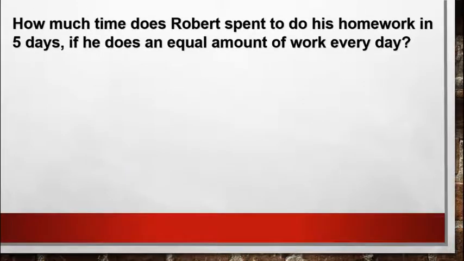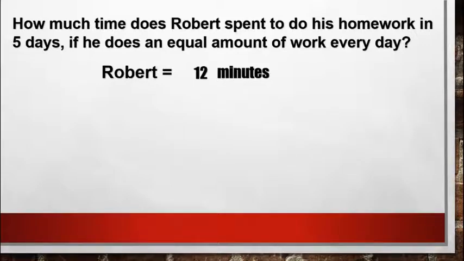And the third question, how much time does Robert spend to do his homework in 5 days? If he does an equal amount of work every day. So we already know that Robert spent his homework for, okay, 12 minutes per day.